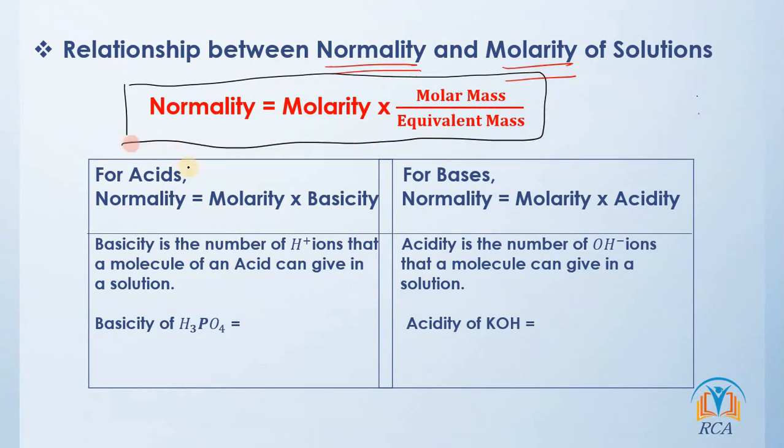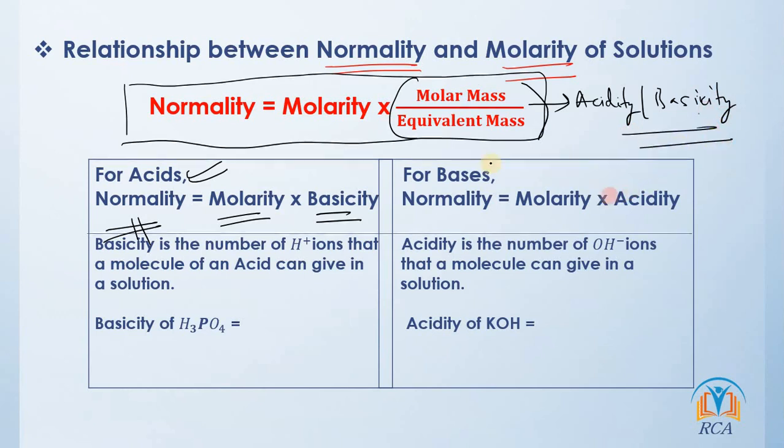Okay, what is the next thing that we have? For acids, what is normality equal to? Normality is equal to molarity into basicity. That means in this formula, what is this thing representing? This thing is actually representing either acidity for bases or basicity for acids. So for acids, normality will always be equal to molarity into basicity, where basicity is what?